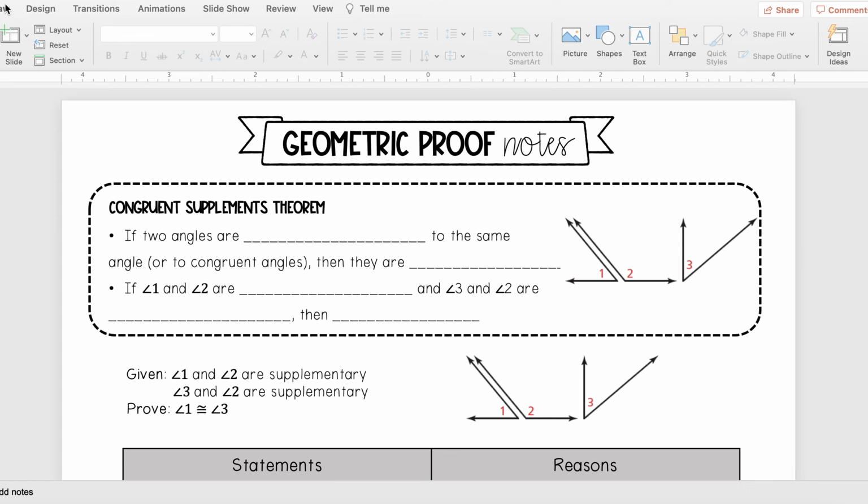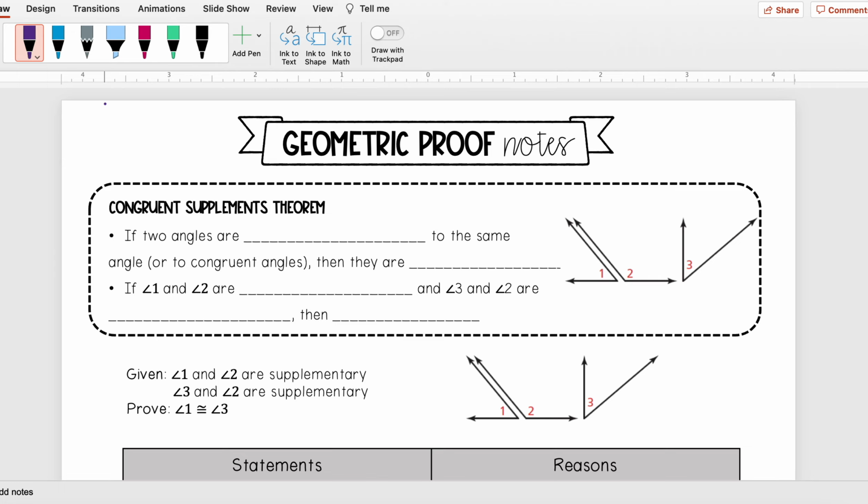Hello everyone. Today we will be continuing our practice with proofs, and we're going to be learning a couple of new theorems. So in this first video we're going to be learning two new theorems, and that is the congruent supplements theorem and the congruent complements theorem.